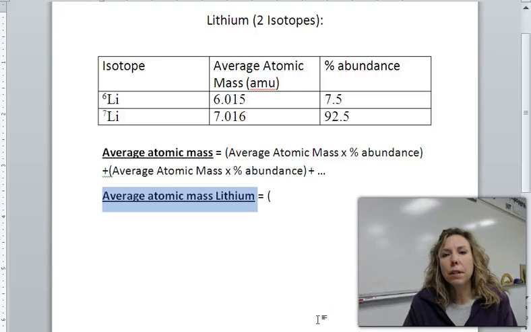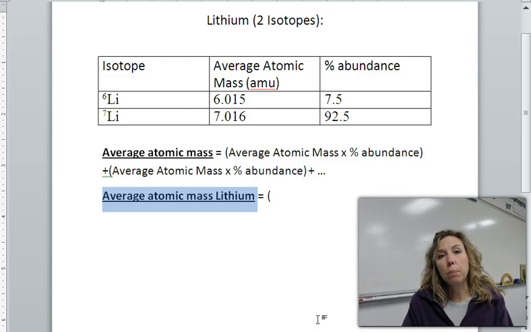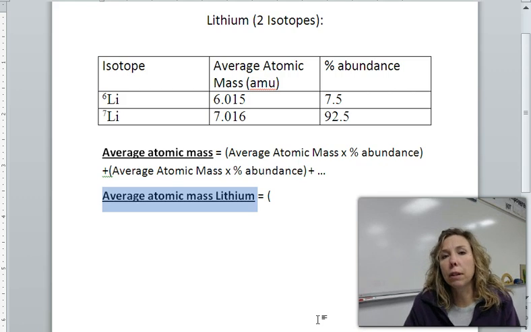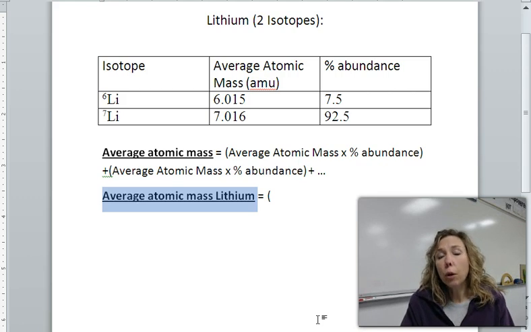Hi chemistry students. I'm going to give you a brief tutorial about how to calculate average atomic mass. Now you should have already done the bean salad lab where you had some experience collecting data for a pretend element with 3 different isotopes and then using those numbers to calculate. What I'm going to do now is run through an example with actual isotope data with the element lithium.